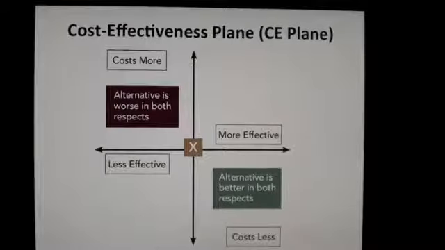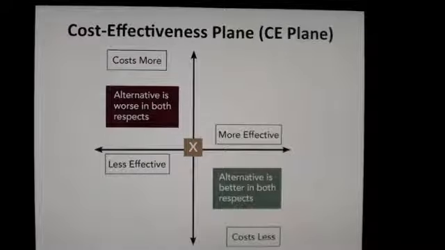We have pictured here the cost-effectiveness plane. Whenever we're talking about cost-effectiveness analysis or cost-utility analysis, we need to think about the results in terms of the four-quadrant cost-effectiveness plane, where the horizontal axis represents the delta E and where the vertical axis represents the delta C.